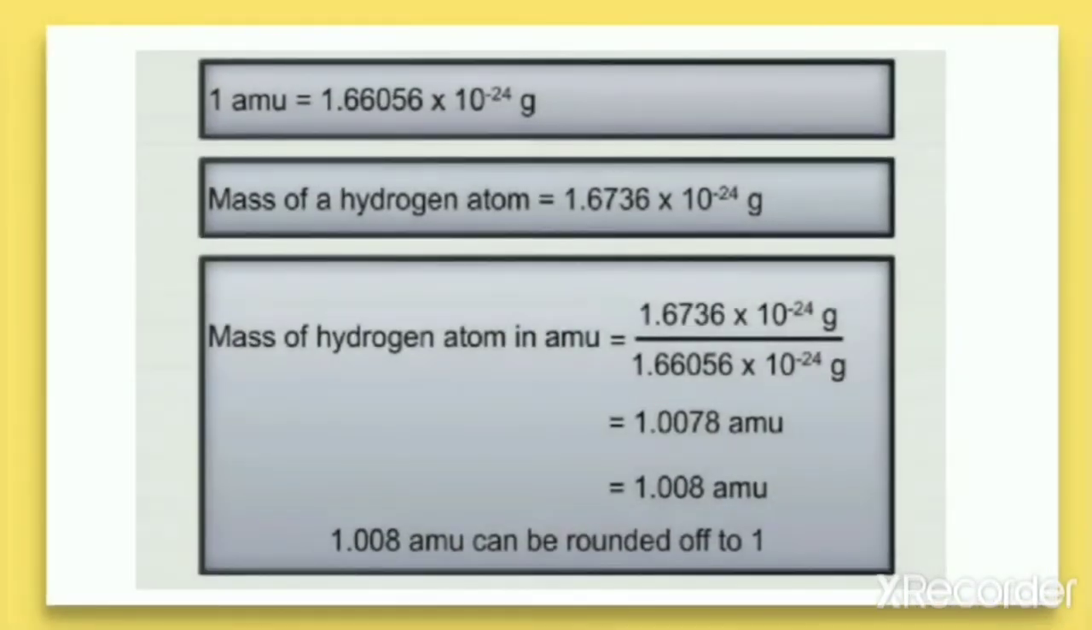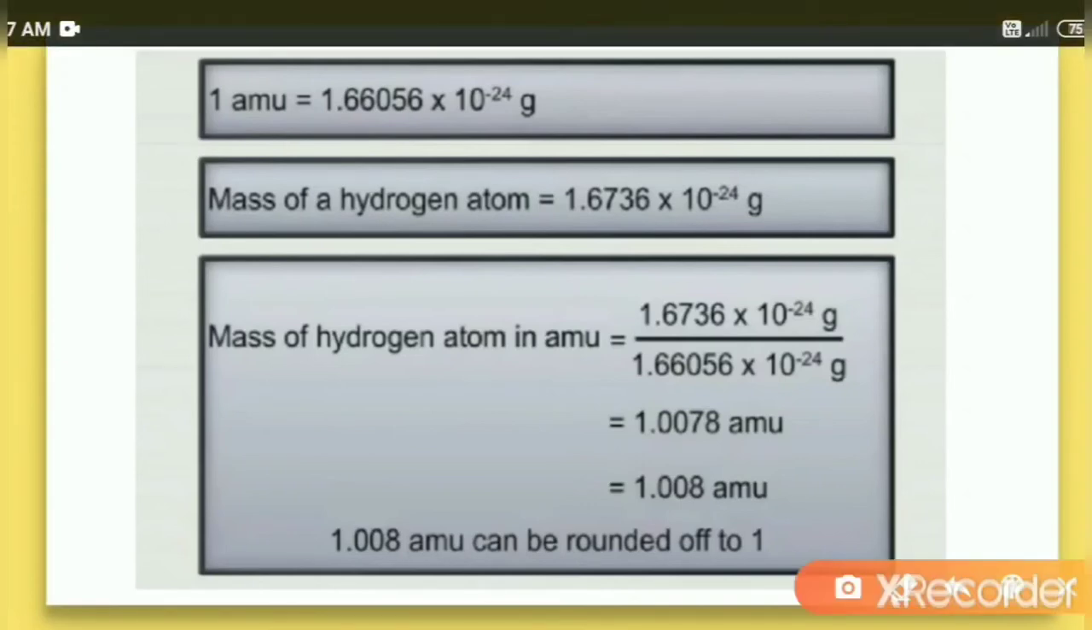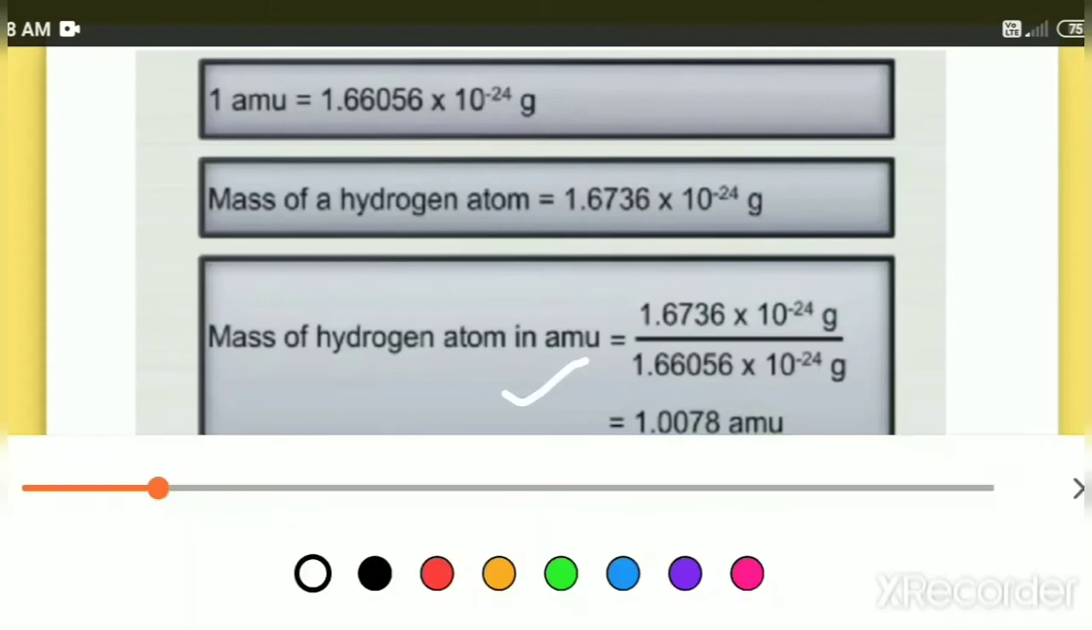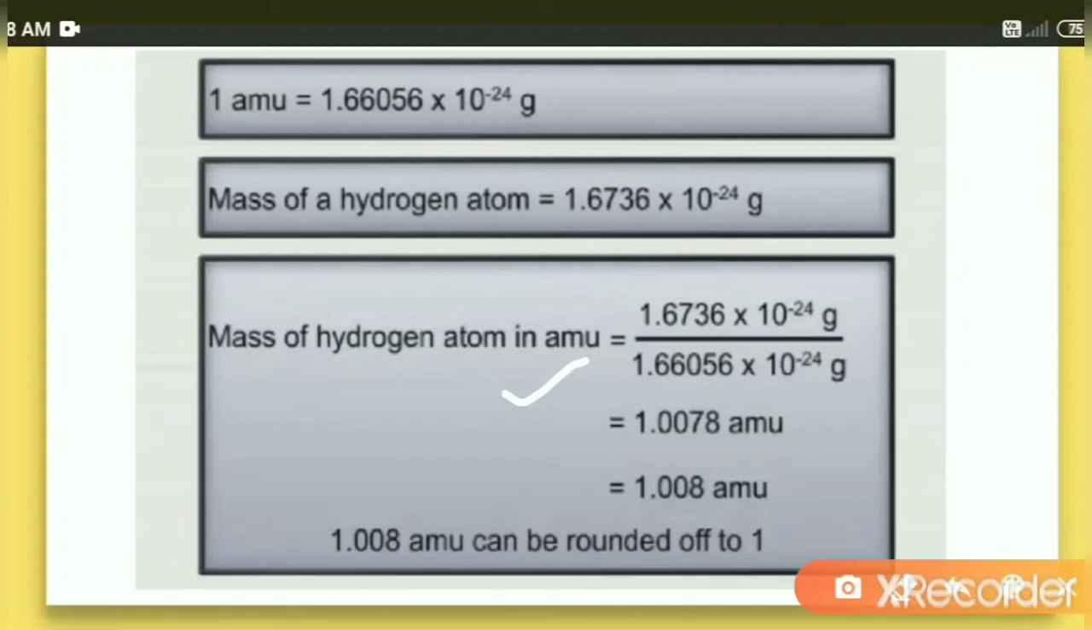So 1 AMU, when we find out 1/12 of the mass of C12 isotope, we get the value 1.66056 into 10 raised to power minus 24 gram. Let us find out the mass of a hydrogen atom in AMU. So what is the mass of a hydrogen atom? It is equal to 1.6736 into 10 raised to power minus 24 gram.